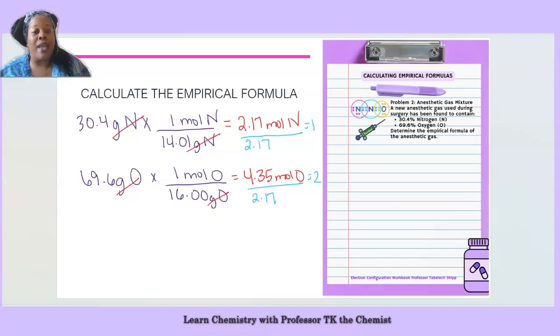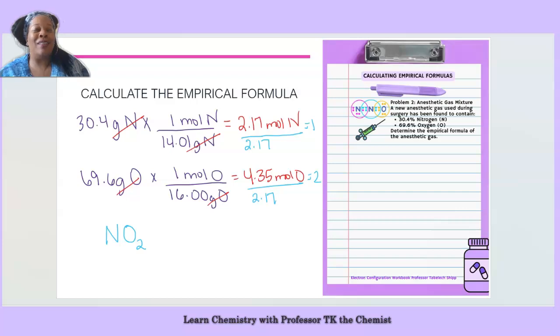So what you're going to now do with those numbers, you're going to go ahead and put them as subscripts. So for the 1 nitrogen that you see, when we divided 2.17 by 2.17, that's going to give us N, but the 1 is understood, so we don't have to write the 1 there. And for oxygen, we're going to put a subscript of 2. And that is your empirical formula for this particular mixture, NO2.